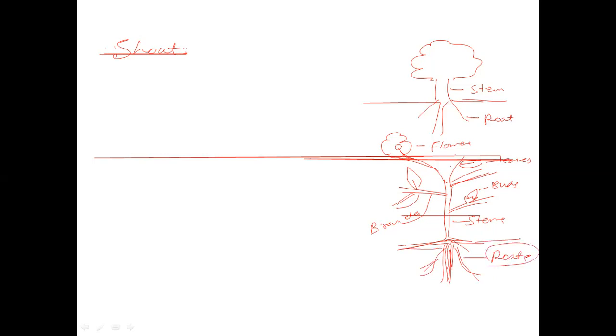Okay, so you see, whatever part of the plant lies inside the soil, that we call the root system. And I just said minutes ago that whatever part lies above the soil, that is called shoot system.